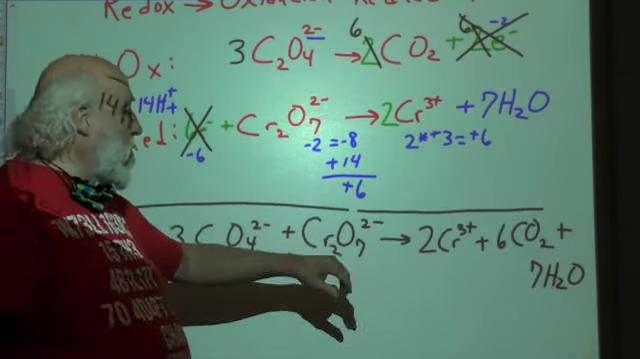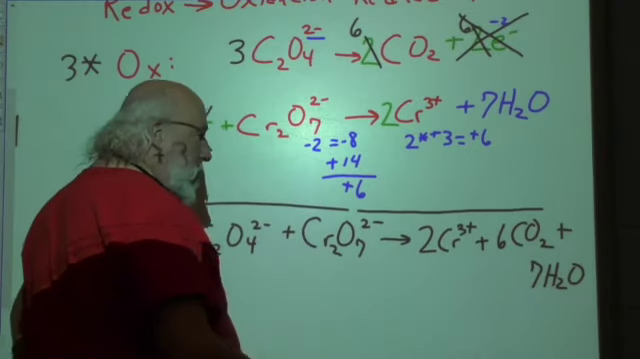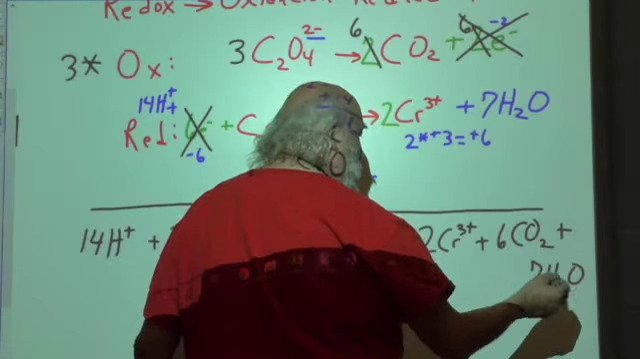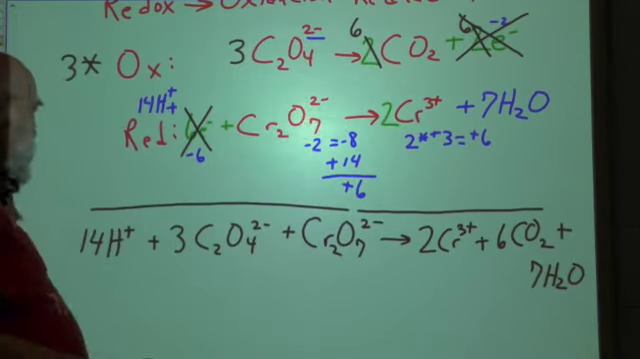My oxygen, 3 times 4 is 12. 12 plus 7 is 19. 6 times 2 is 12. 12 plus 7 is 19. The atoms balance out just fine.